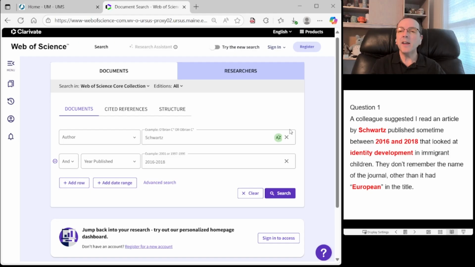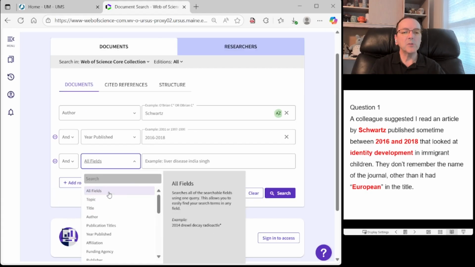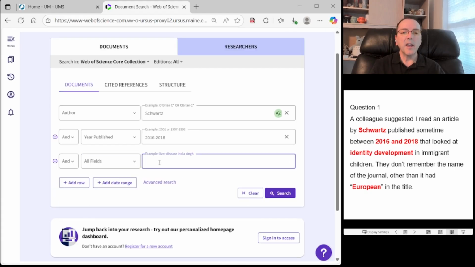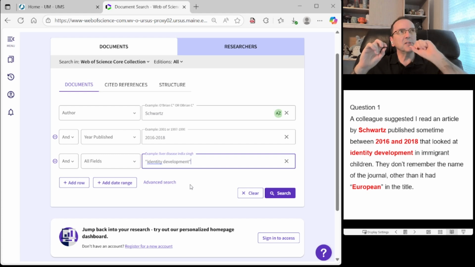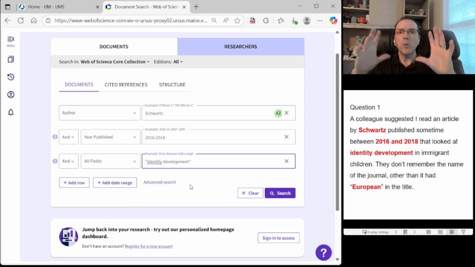We know it's on identity. It looked at identity development. So I'm going to add that. And that could be really anywhere, so we'll look in all fields and I'll do identity development. Okay, now notice I've put identity development in quotes, because I don't want to get articles that say identity in the title and development in an abstract or something. No, we want articles about identity development.